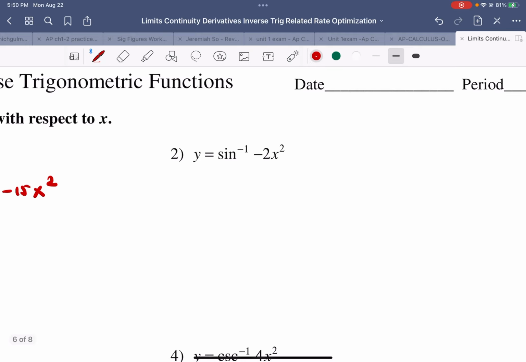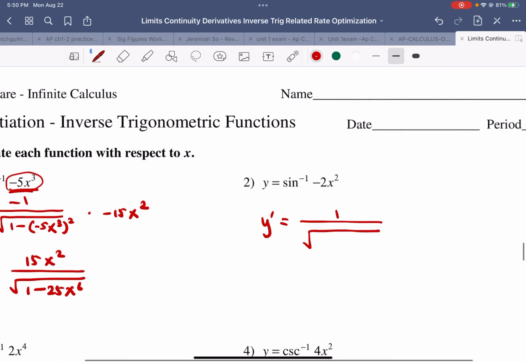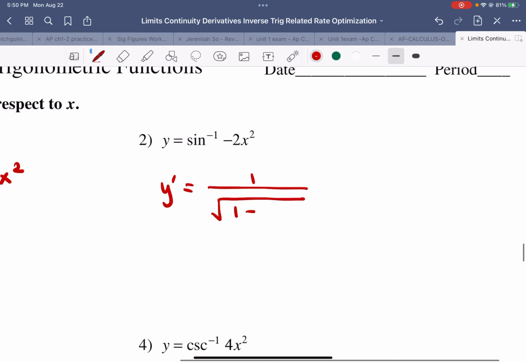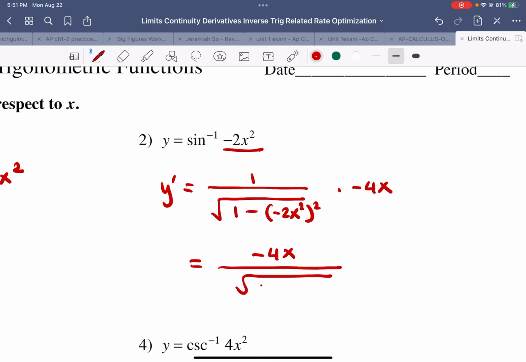Now number 2. When you take a derivative, inverse sine is 1 over the square root of 1 minus negative 2x squared, times the chain rule. The derivative of that, don't forget the chain rule, is negative 4x. So when you simplify, negative 4x all over the square root of 1 minus 4x to the 4th power. Okay, that's your final answer.